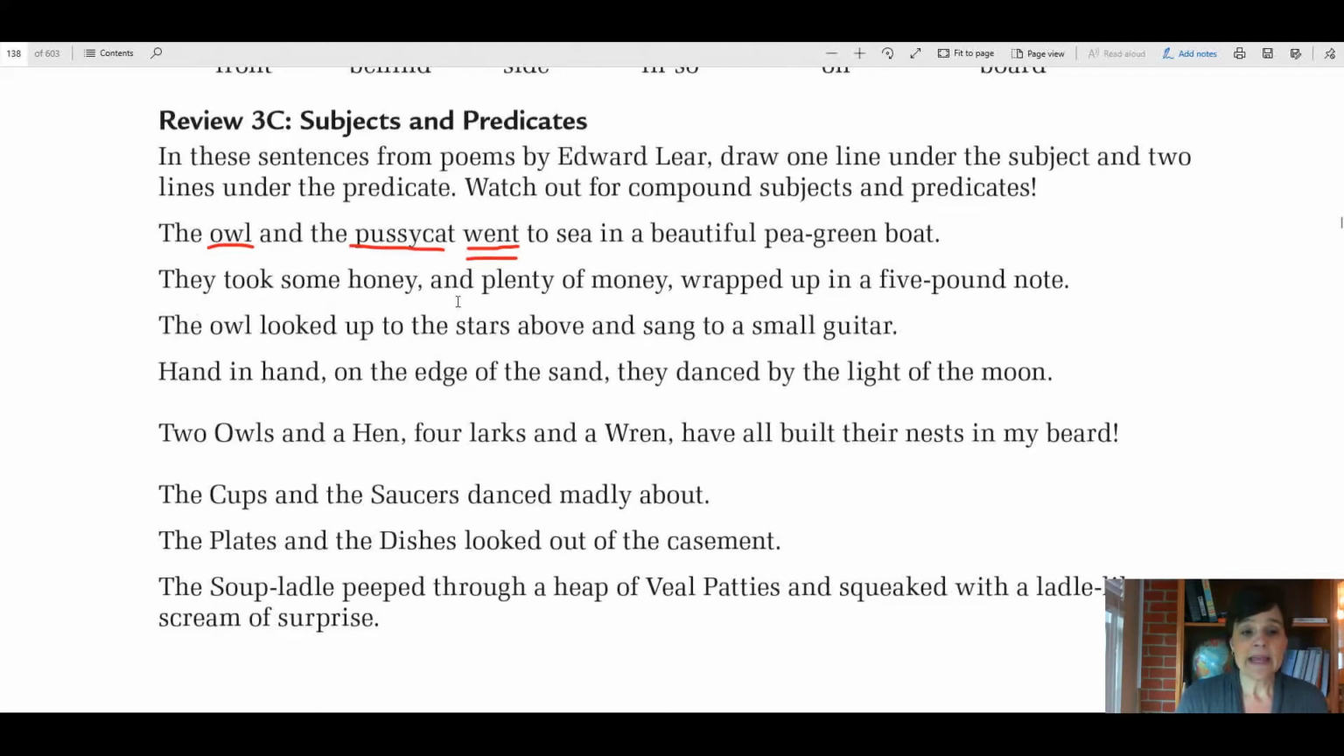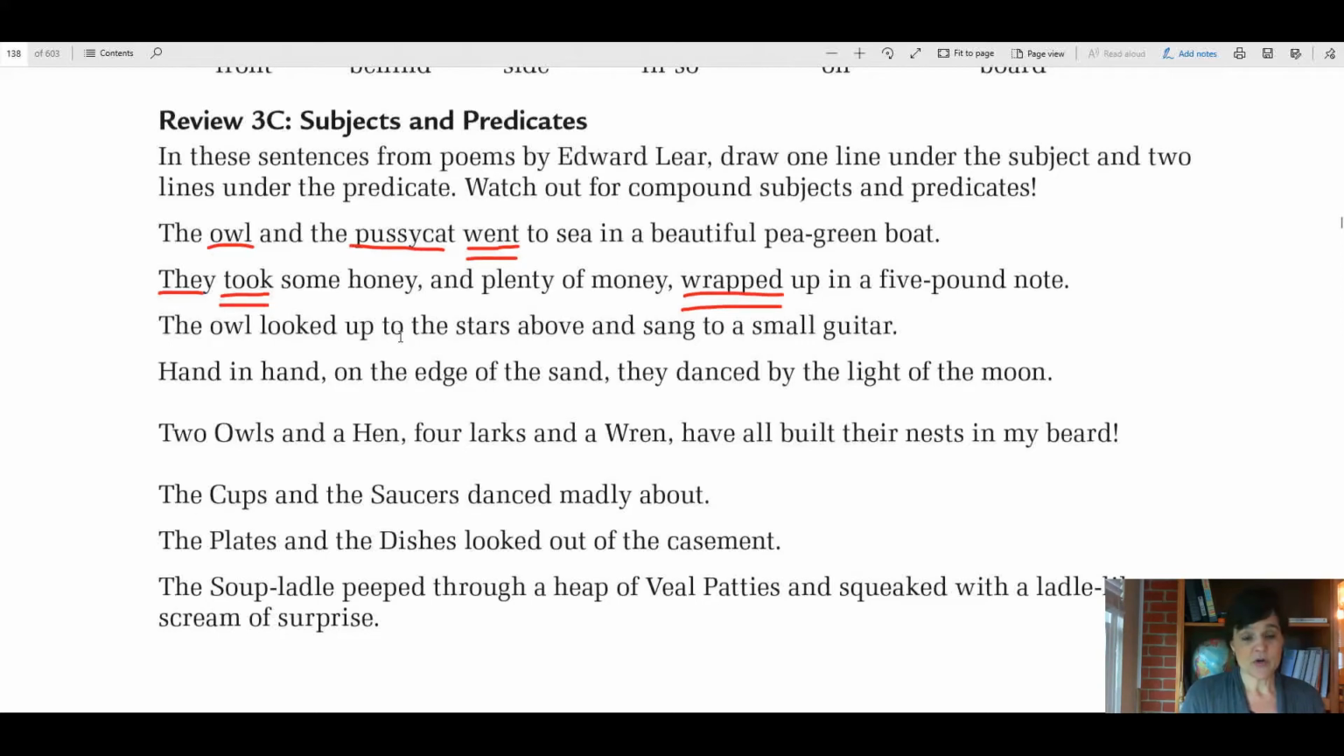Okay. All right, they took some honey and plenty of money wrapped up in a 5-pound note. So in this sentence, look for the verb. Look for something being done or something being linked. Took, did you say that? Okay. Any other verbs? Look for the word and, or. There's and, but these aren't verbs. Okay, so they took and wrapped. That's another verb. Okay, who or what took and wrapped? They. That's your subject. Okay, they took and wrapped.